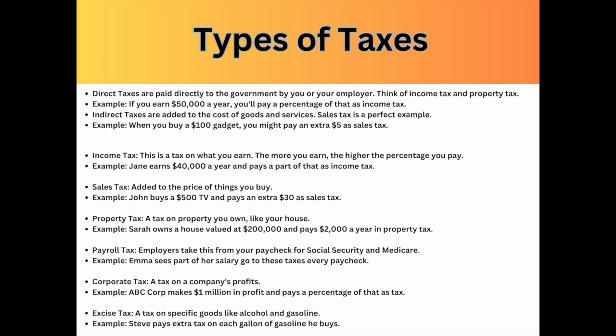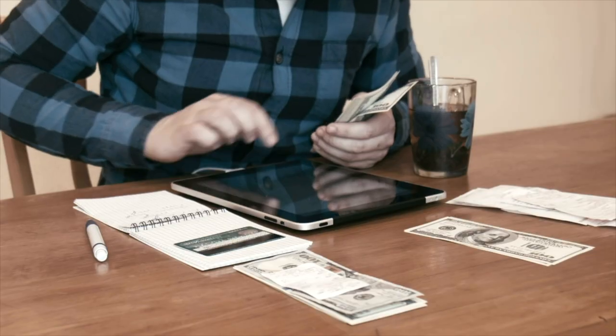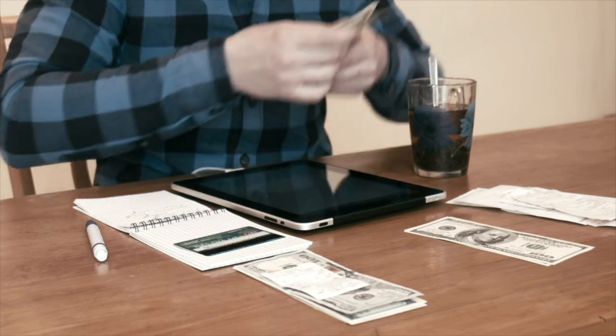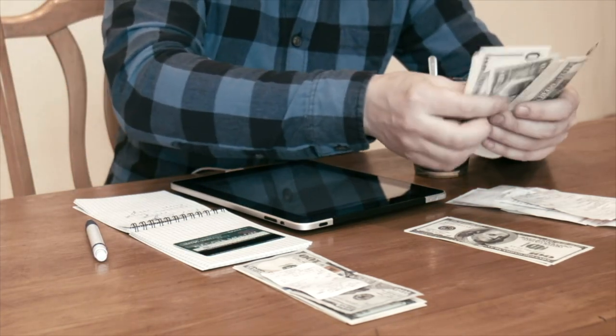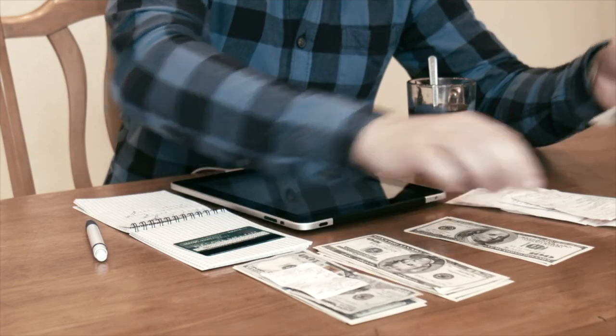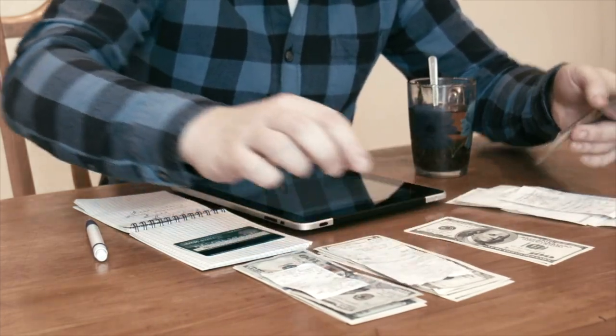Now let's understand these different types of taxes. So the first type of tax is income tax. This is a tax on what you earn. The more you earn, the higher the percentage you will pay. So for example, Jane earns $40,000 a year and pays a part of that as an income tax.